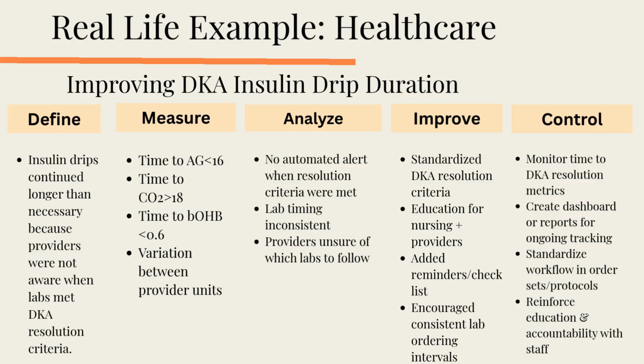After analyzing the process, we identified gaps like inconsistent lab timing and lack of automated alerts. We then implemented improvements like standardized criteria, education, and reminders. And finally, we put controls in place, like tracking metrics and standardizing workflows to make sure the improvements were sustained.